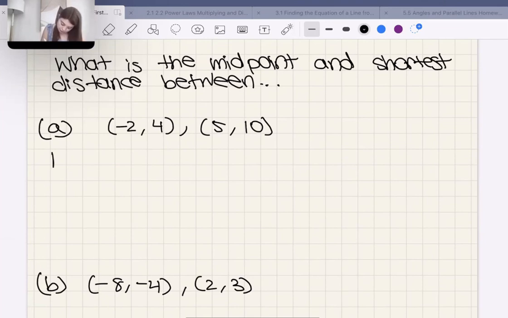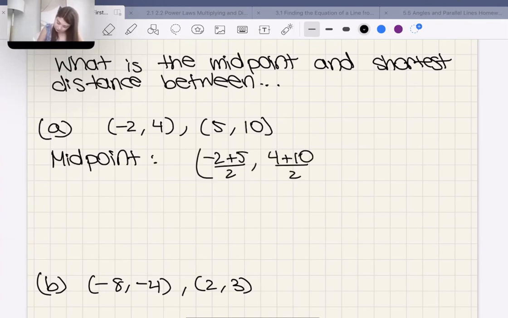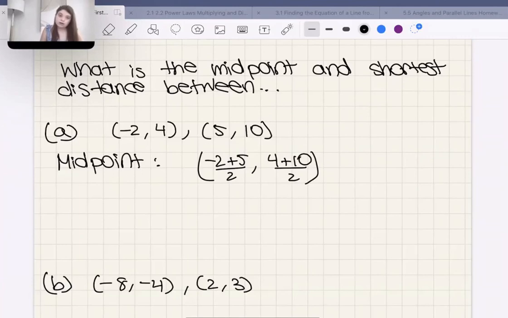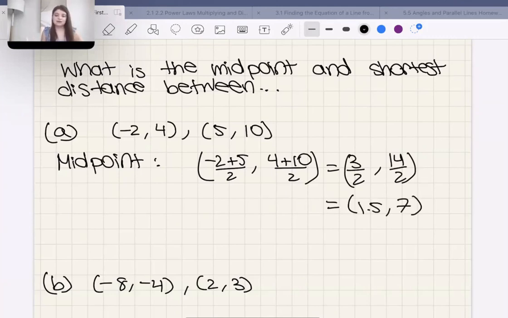So the midpoint for this one, if we go back to our equation, it's going to be x1 plus x2 over 2. So -2 plus 5 over 2, comma 4 plus 10 over 2, which is going to be equal to 3 over 2 and 14 over 2, which is equal to 1.5, comma 7. So there's our midpoint.